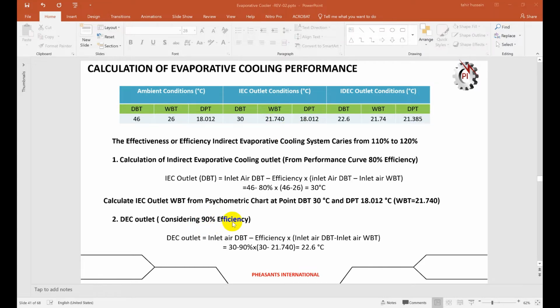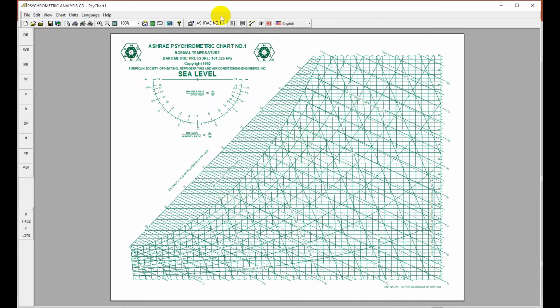So we will go now to the second stage, the cellulose pads. The same formula we used here will be used here. Now our dry bulb temperature is the outlet temperature of the heat exchanger, which is 30 degrees centigrade. Then the efficiency, we are taking the 12-inch cellulose pad at 90%. And for the wet bulb temperature, we will see the psychometric chart.